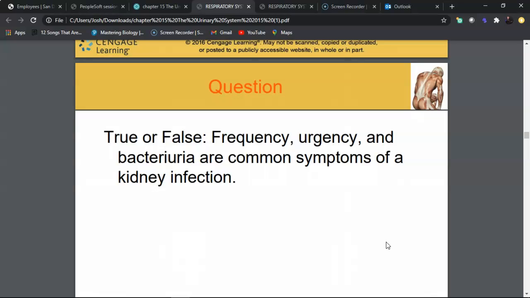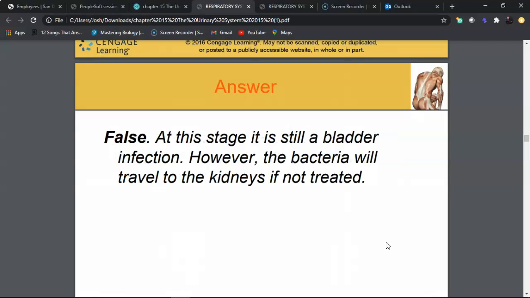True or false? Frequency, urgency, and bacteriuria are common symptoms of a kidney infection. Okay, we talked about frequency and urgency, and that is definitely true. And bacteriuria also follows both urinary tract infections and kidney infections. However, bacteriuria is not necessarily a symptom. It's what happens from that particular infection. When you have a bladder infection, you're going to have frequency and urgency. Oftentimes the symptoms are localized to the bladder.